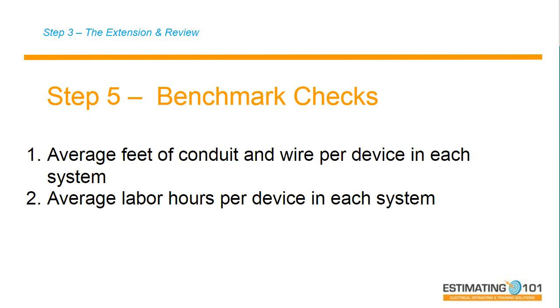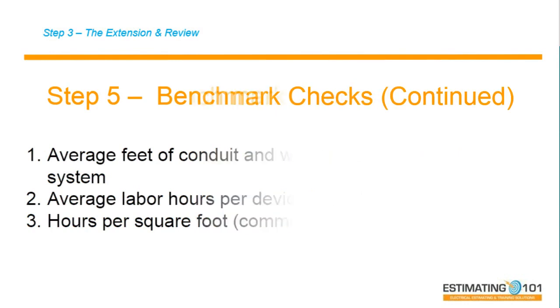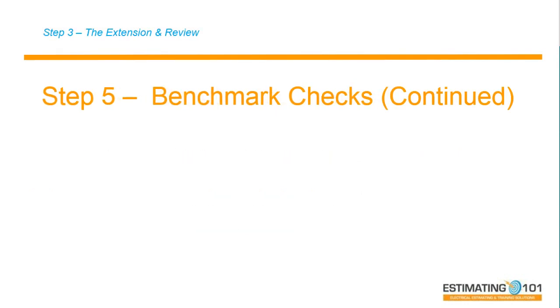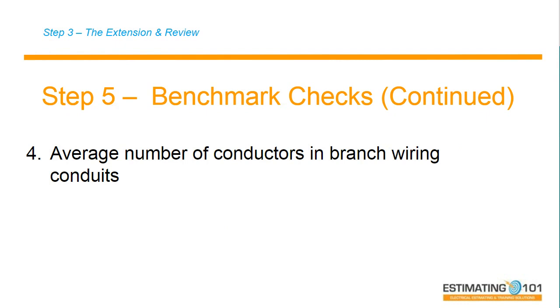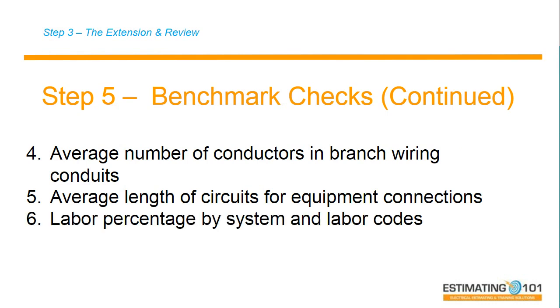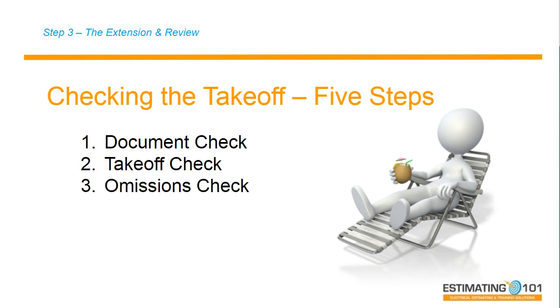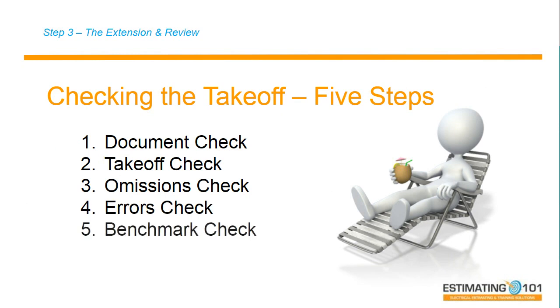I look at the labor hours per square foot on commercial projects. That's of no help on an industrial project, but commercial it can be. I'm also looking at benchmark checks. I'm looking at the average number of conductors in my branch wiring conduits. I'm looking at the average length of my circuits on my equipment connections. I'm looking at my labor percentage by system and my labor codes and installation. So reviewing the check, I'm going to check my documents. I'm going to check my takeoff, my omissions, my errors, and I'm going to look at my benchmark checks.